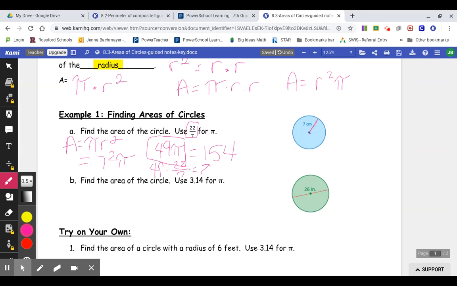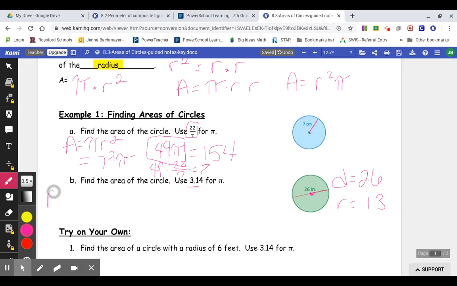All right, so for B, we're going to find the area of the circle, and we're going to use 3.14 this time for pi. So from the center to the outside is the radius, while here I've been given the diameter. The diameter equals 26. Radius is half of that, so the diameter divided by 2, 13.